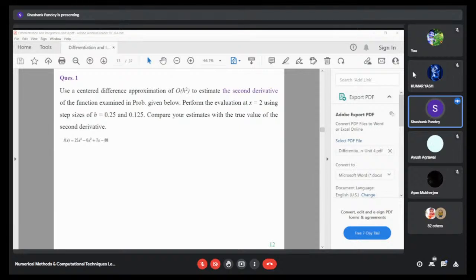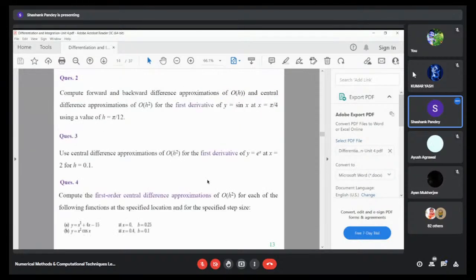I'm moving towards our next topic. So these are some of the numericals. Please try them on your own. If you are not able to solve, then we will discuss it. But I am very much confident that you will easily solve all these three problems.